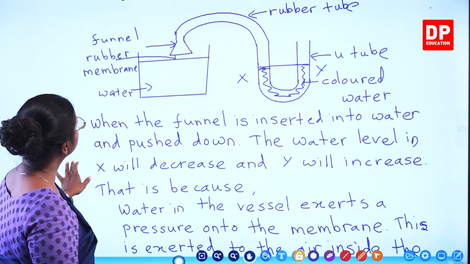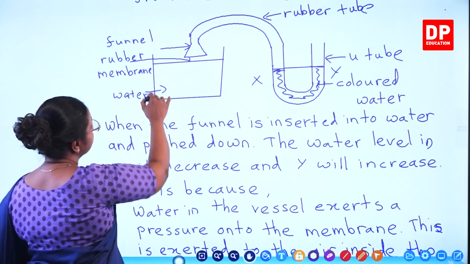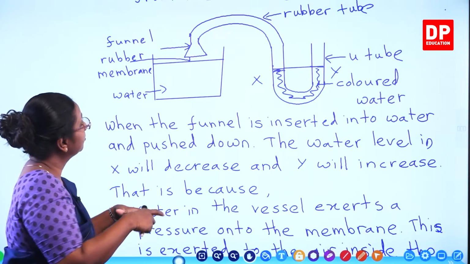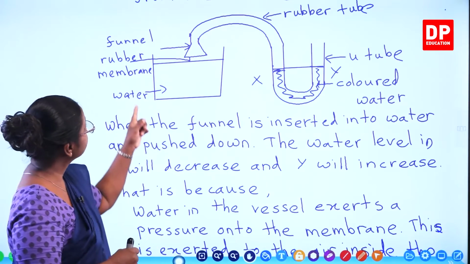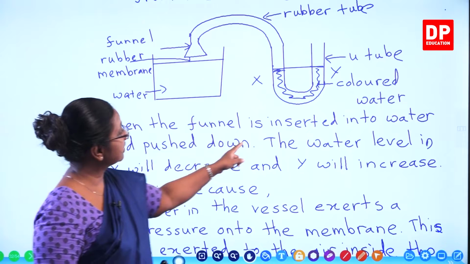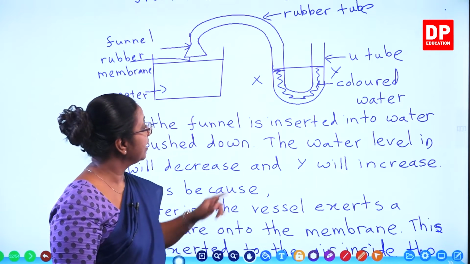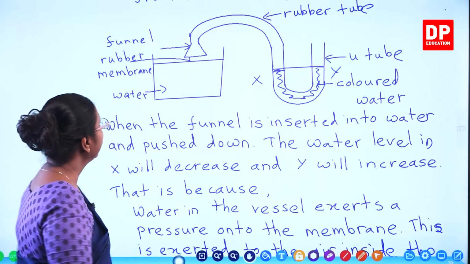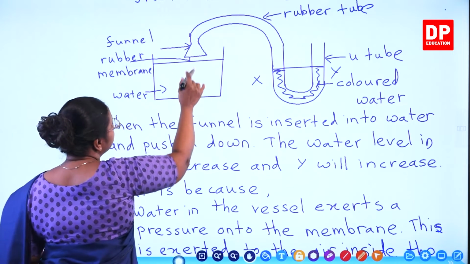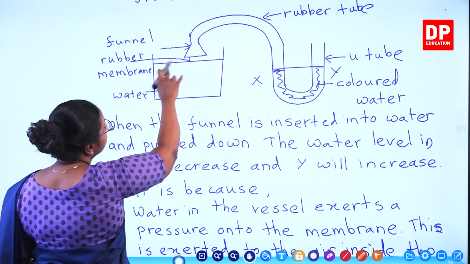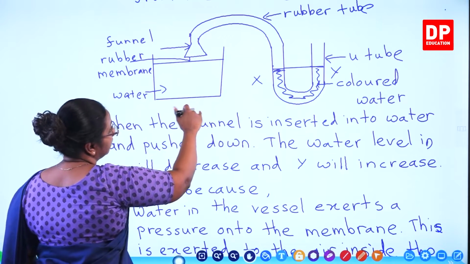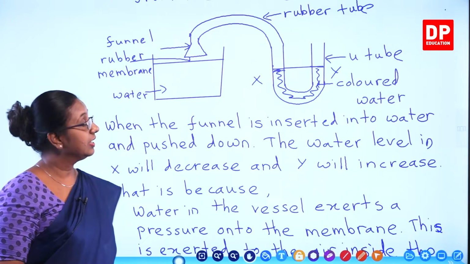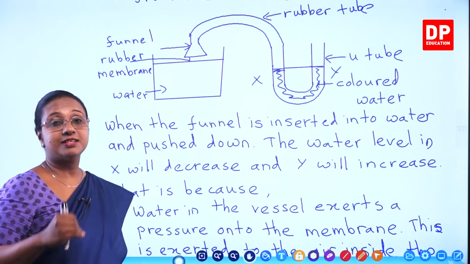So this is what we do. We make a setup, a vessel with water. Then you have a rubber membrane tied to the funnel. The funnel is attached to the rubber tube that again is connected to the glass U-tube. And there is colored water so that you can observe the change easily. And as you push the balloon membrane covered funnel into water, you will see the water level decreasing in X and increasing in Y.